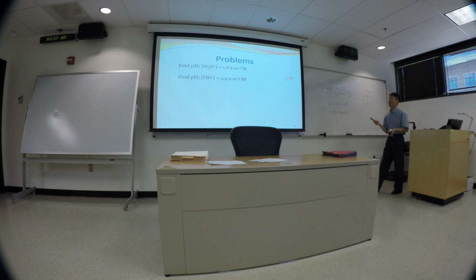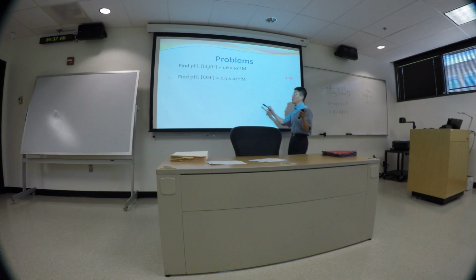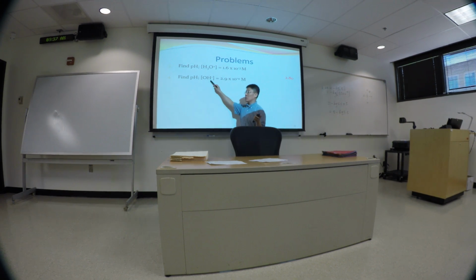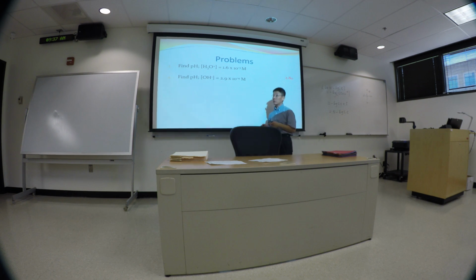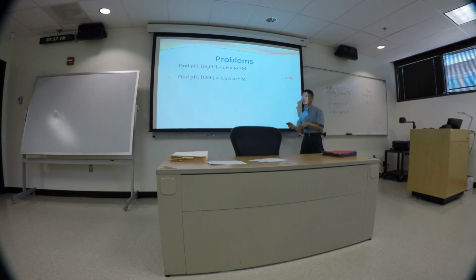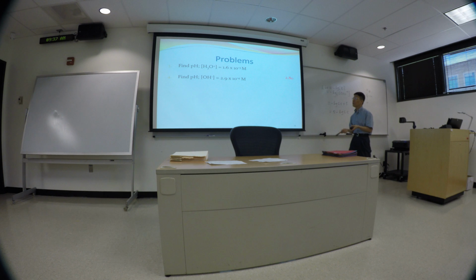Okay, and then if we ask you to find the pH by giving you the hydroxide ion concentration, now this is a situation you need to remember. Hydroxide ion concentration, we can simply take the negative log of this. That will give you pOH. If the question is asking you to find pH, 14 minus pOH will give you pH. So two different ways to do that.